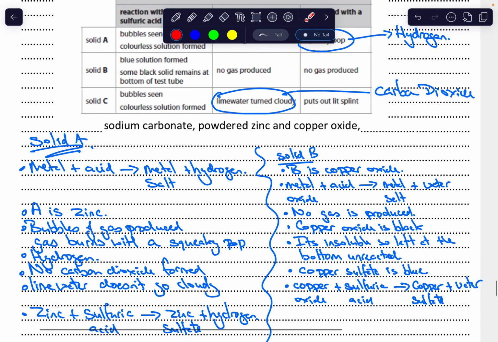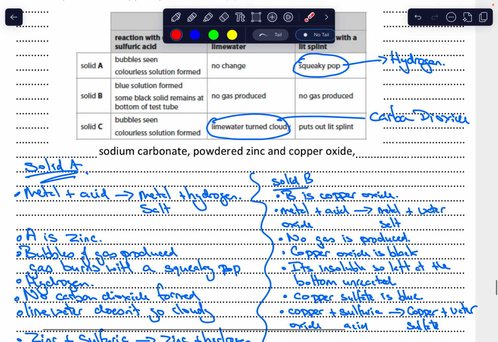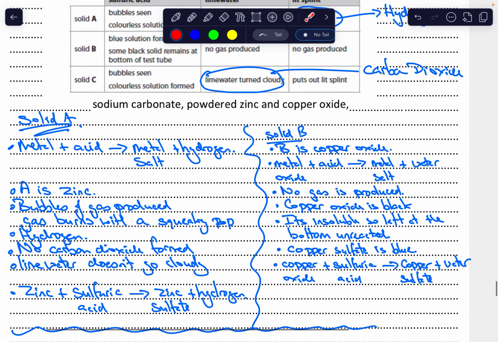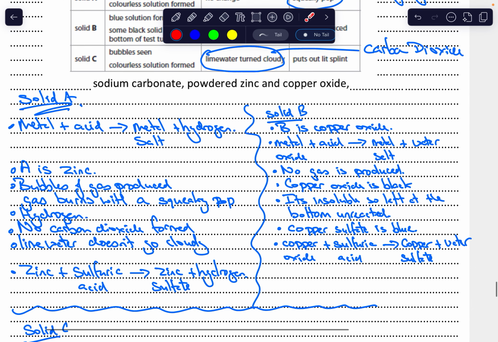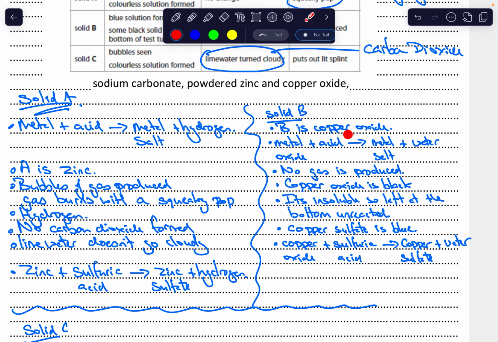So B is a blue solution is formed. Some black solid remains. We haven't got a gas being produced. So this example here is a neutralization reaction. And because of the way this is working, this must be the copper oxide, because we're taking copper oxide and adding it to sulfuric acid, so this is an acid and a base. We get a salt, copper sulfate, and we get water.